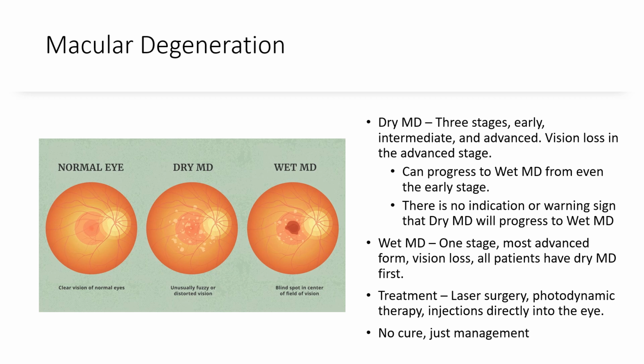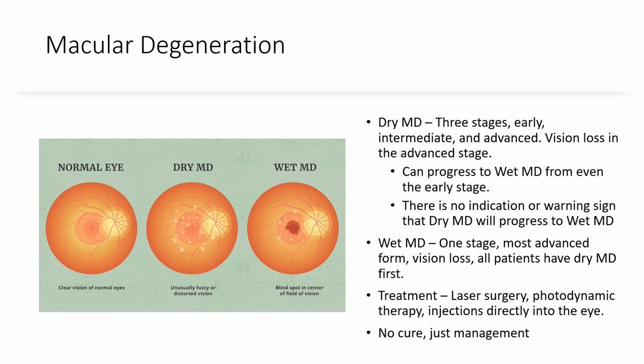A fluorescein angiogram may also be performed for confirmation of wet macular degeneration. This test requires the use of a special dye that's injected intravenously, and images are taken as the dye passes through the vessels within the retina, identifying leaking blood vessels.